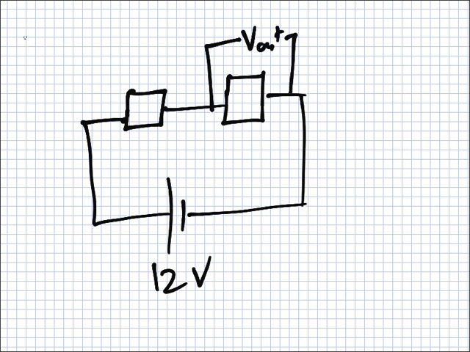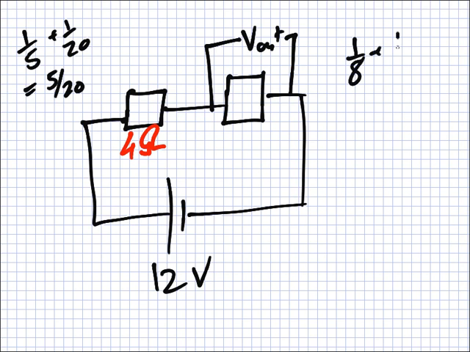Now we have to add these together. 1/5 plus 1/20 equals 5/20, so this one here has 4 ohms. And for the other one, it's 1/8 plus 1/40, which is 6/40. That's 40/6, which is 20/3 ohms. Am I getting those two right? Add 5 and 20, and 8 and 40. They're both right?